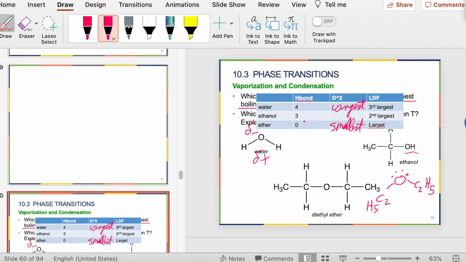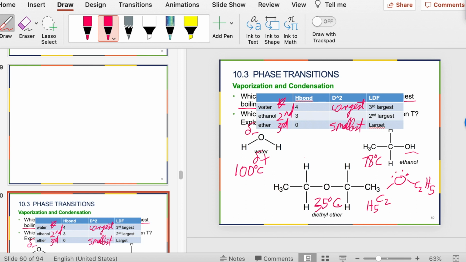So in the intermolecular forces, water is going to be the big winner. Ethanol is in second, ether is third. And we've said that boiling point tracks intermolecular forces, and the normal boiling point of water is 100 C. Ethanol, I believe it's 78. And diethyl ether is 35.